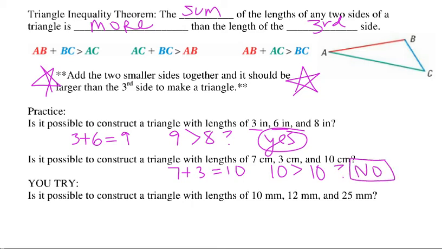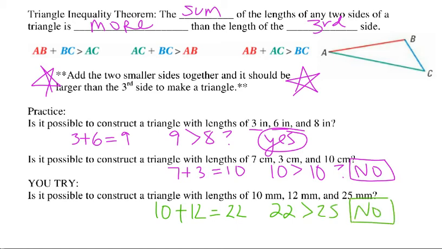So I want you to do the next one. If you have side lengths of 10, 12, and 25, add the two smaller together and see what you get. If you add your 10 and 12 together, we get 22. Is 22 greater than 25? Definitely no, so that one would not make a triangle either.